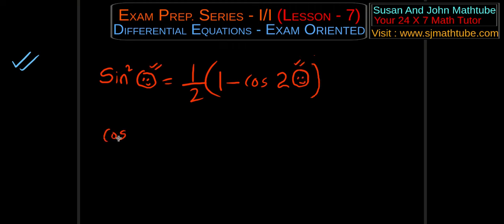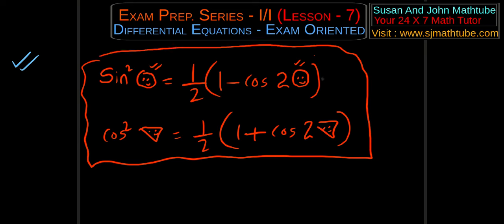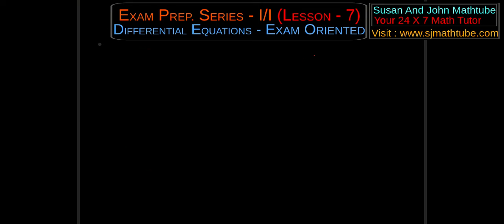And cos square something, so let it be a triangle. This will be 1 by 2 into 1 plus cos 2 times the same thing. So you can note down these formulae. I'm sure you learned this in class 10 and then in class 11 integration, and in class 12 you might have applied. Anyway, we want these formulae. Okay, so write the question.